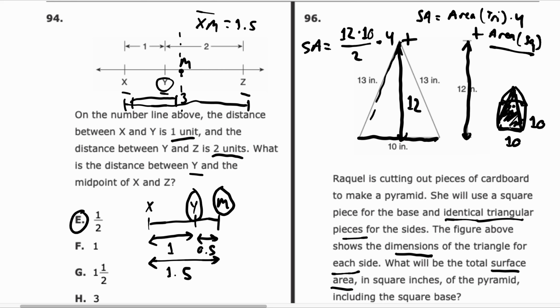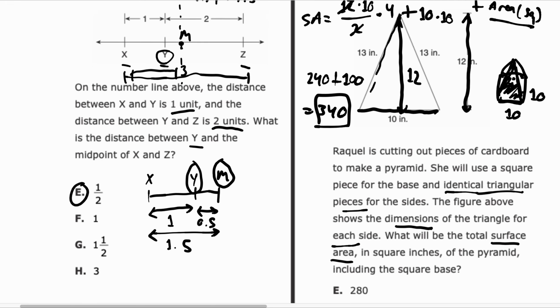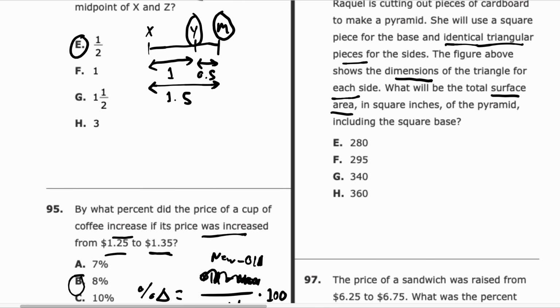And therefore, since the length of our square base is 10, the area of the square would just be 10 times 10. Okay, so then the surface area, we can just simplify this. So 6 times 10 times 4 is 240, plus 10 times 10 is 100, and therefore the total surface area is 340. So let's look at 340 inches. So what will be the total surface area in square inches of the whole pyramid, including the square base? So it's 340.